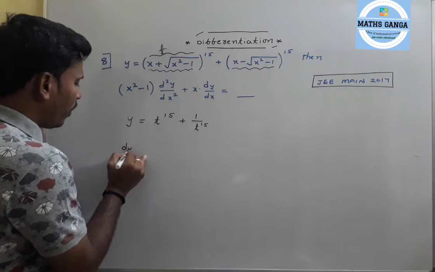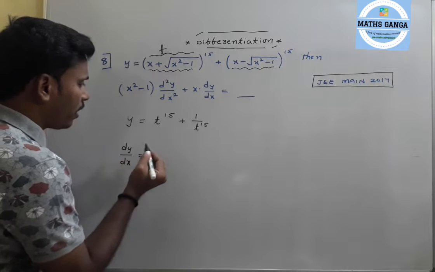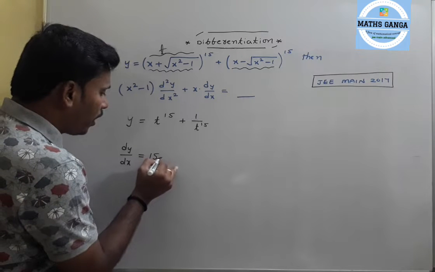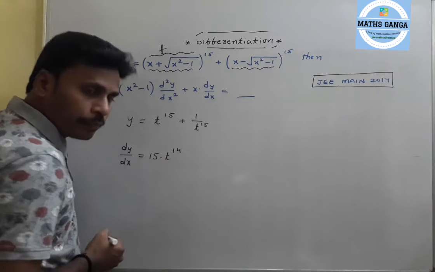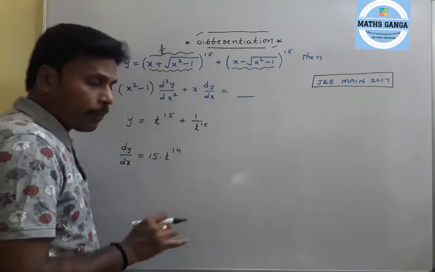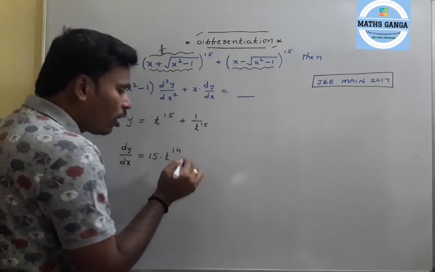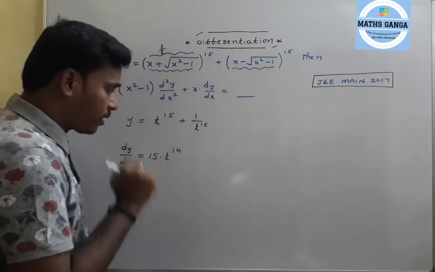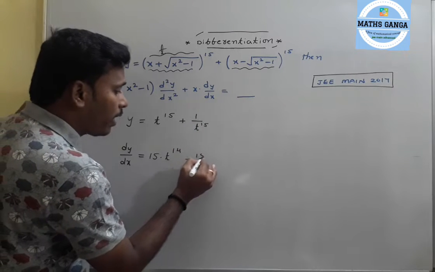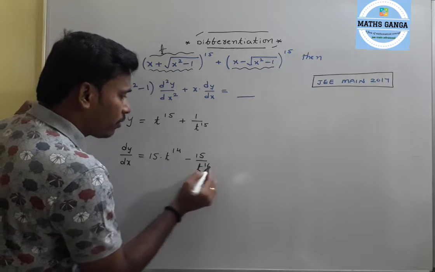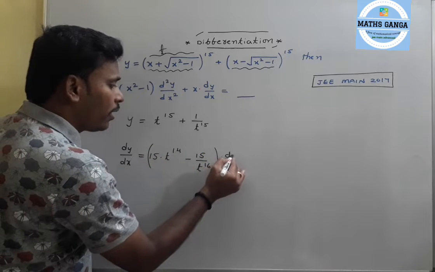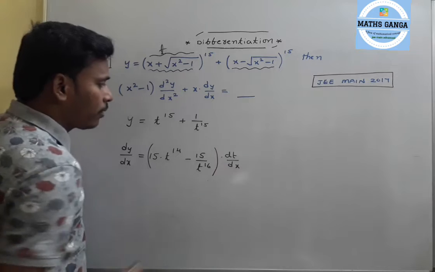Now do the derivative on both sides with respect to x. dy by dx is equal to, since it is t power 15, its derivative is 15 into t power 14, and we need to differentiate t also with respect to x. Again, 1 by t power 15 is t power minus 15, which gives minus 15 by t power 16. For both these terms we need to multiply by dt by dx.